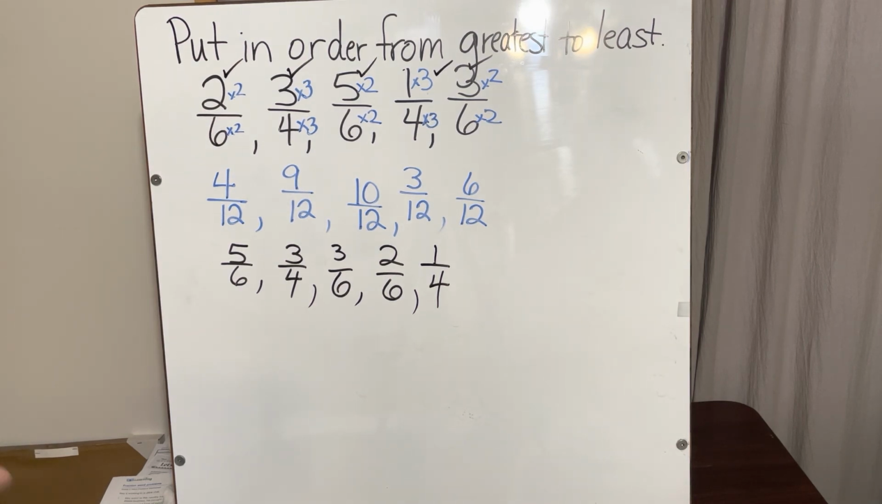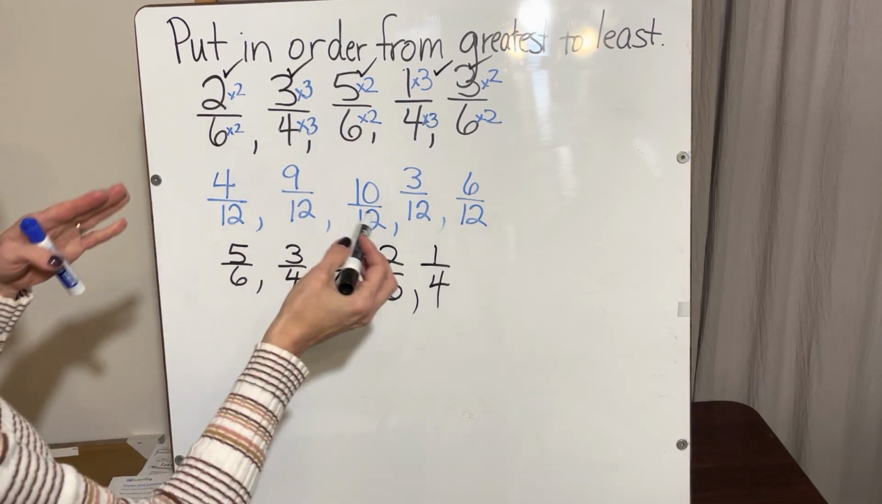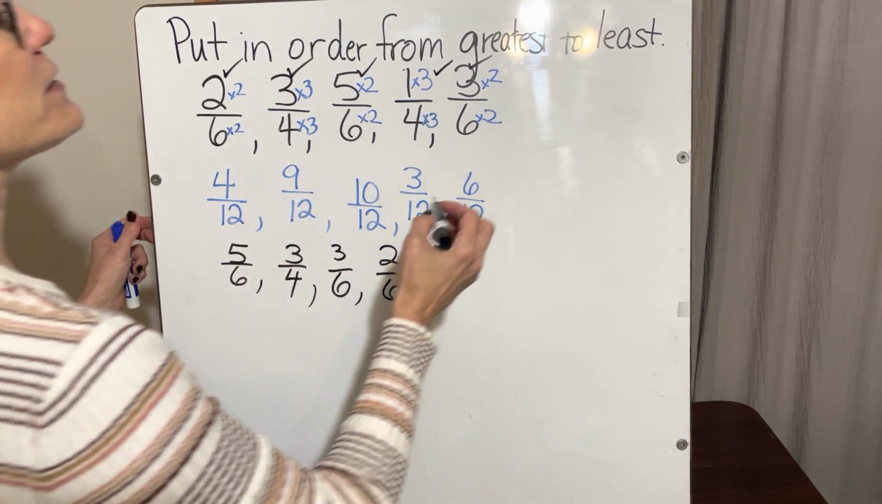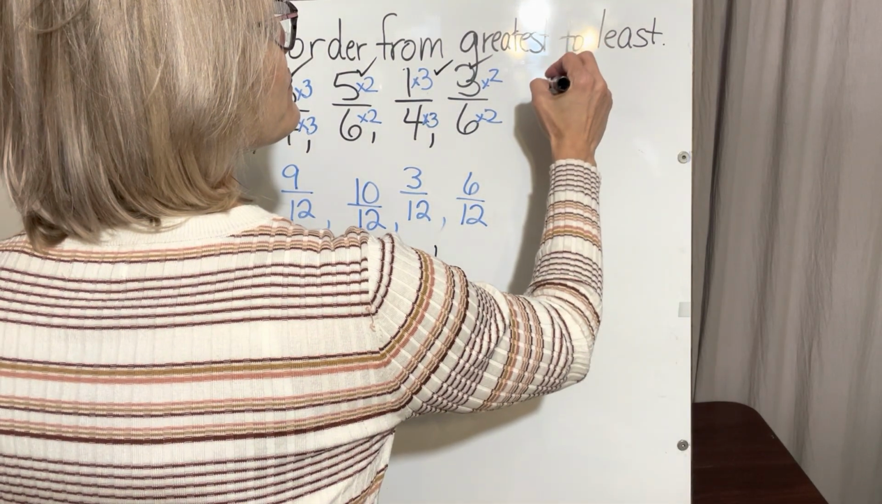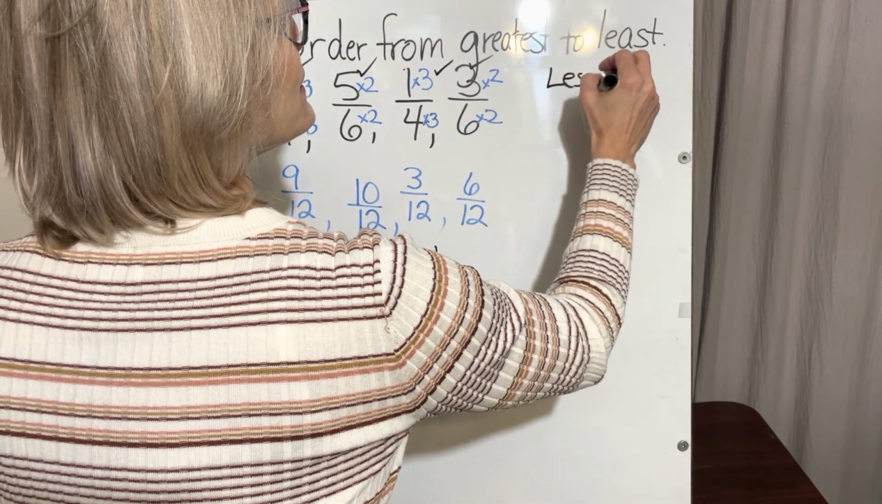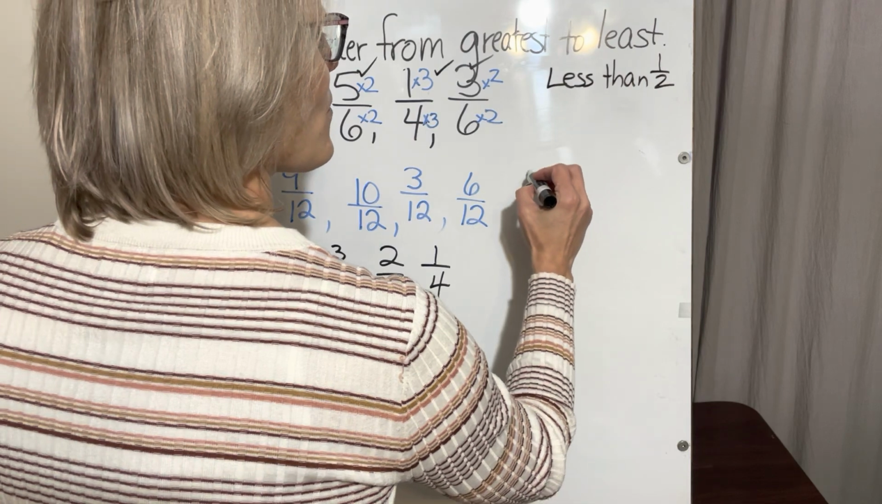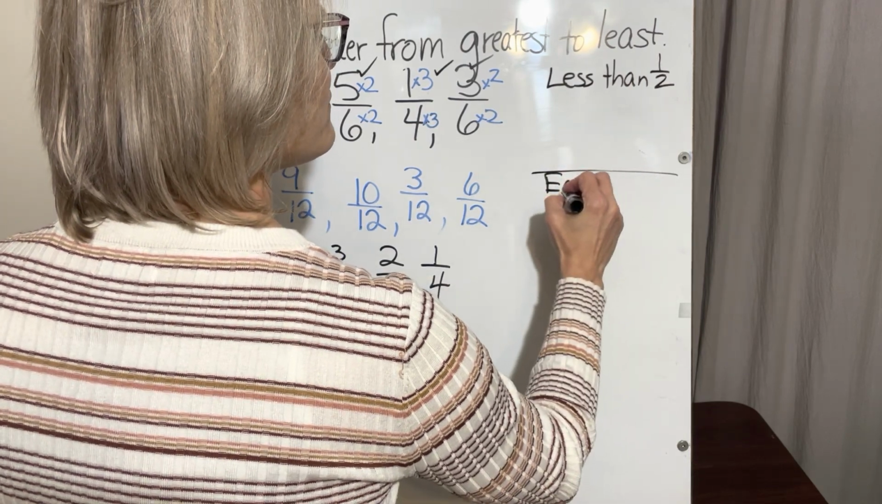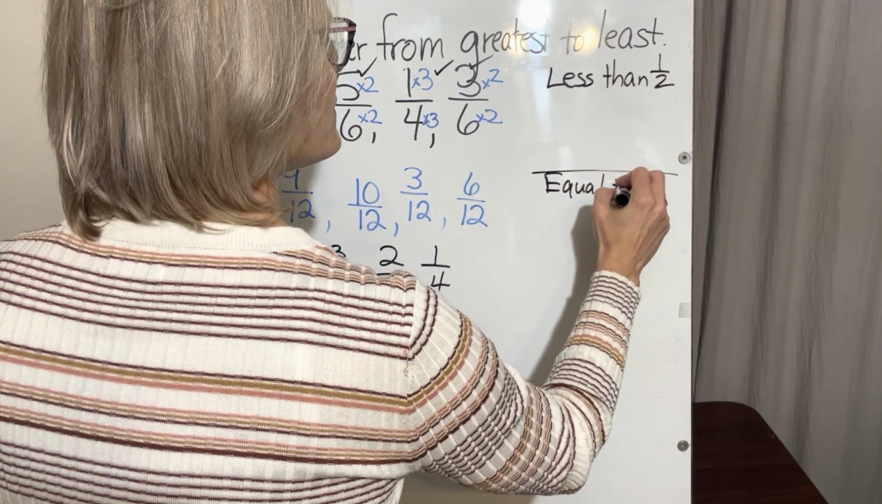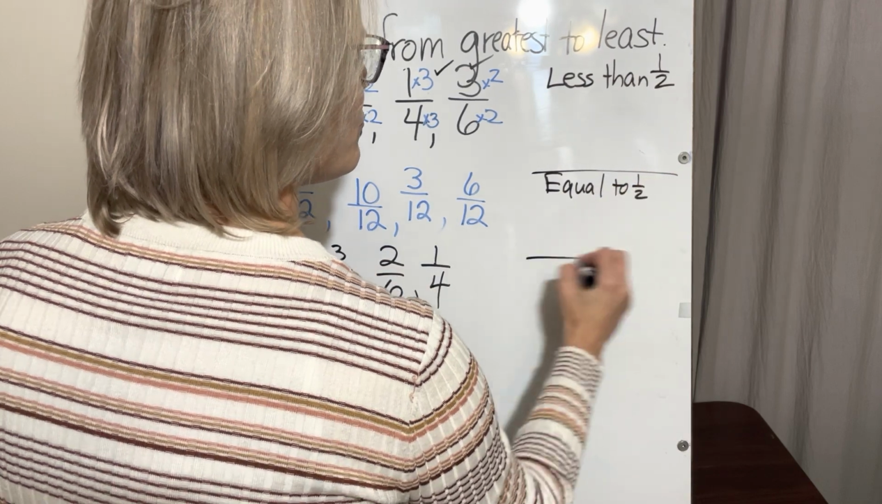So now another way I could do this is by using a benchmark. So I'm just going to put this over here on the side. Less than half, okay? Equal to half, and then more than half.